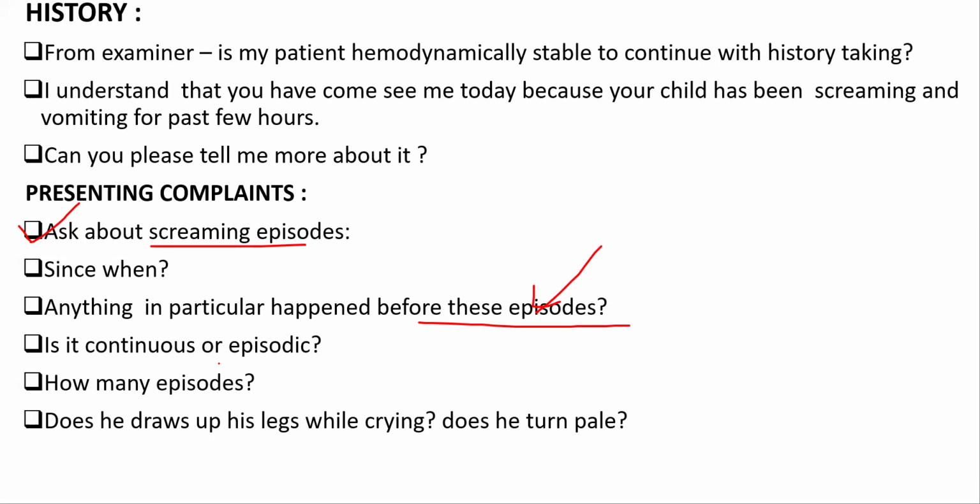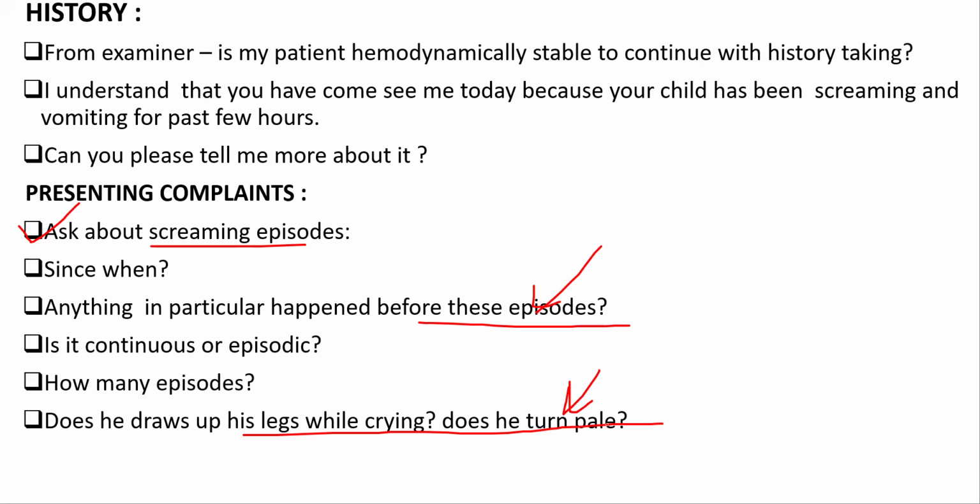Is it continuous or episodic? How many episodes of screaming so far? And does he draw up his leg while crying? Does he turn pale? So this is a specific question for intussusception. Okay. So you have asked about the screaming episodes. How many episodes so far? Since when? What happened exactly before the episodes? Continuous or on and off?